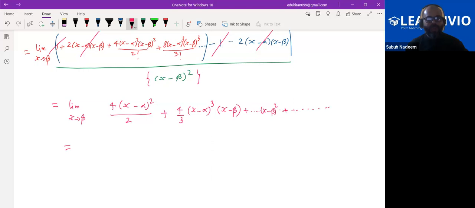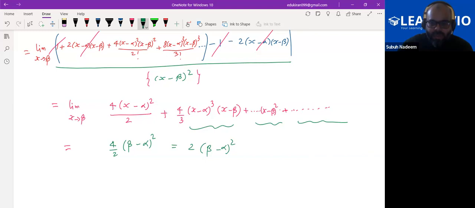So if you put x as beta here, what will happen? It will become 4 by 2 (beta minus alpha) whole square. And all the terms which come after that will become 0, because beta minus beta will be 0. So you get 2 into (beta minus alpha) whole square. So this is the answer, but it is not written in terms of beta and alpha.